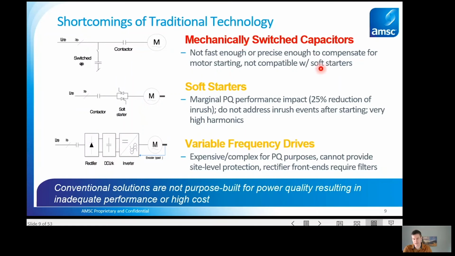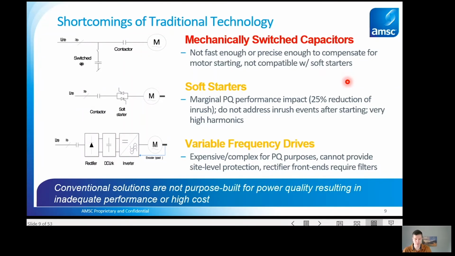So first of all, mechanically switched caps are just simply not fast enough for this problem. They are adequate for motor run compensation if you want some steady state power factor correction. But as we saw, those very dynamic waveforms, just not fast enough to keep up.